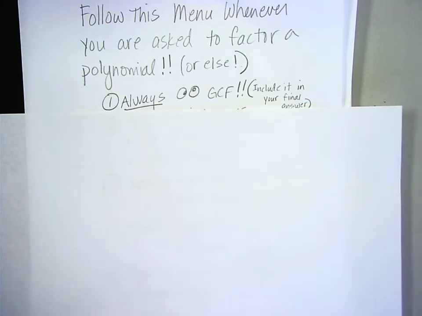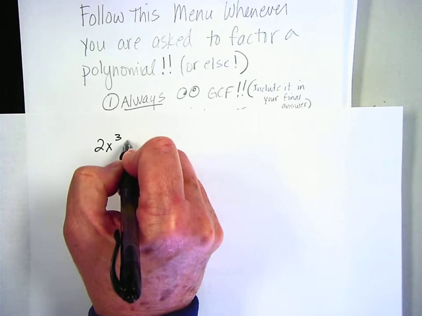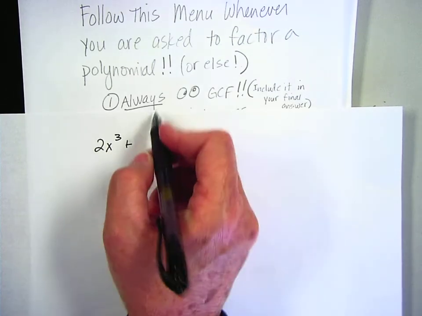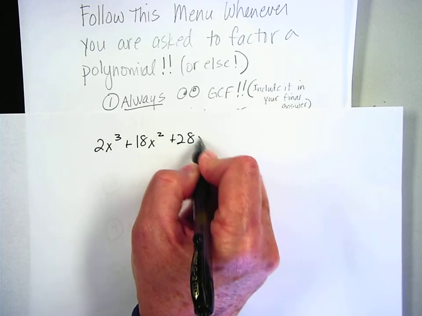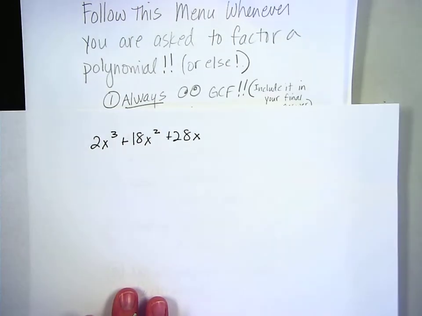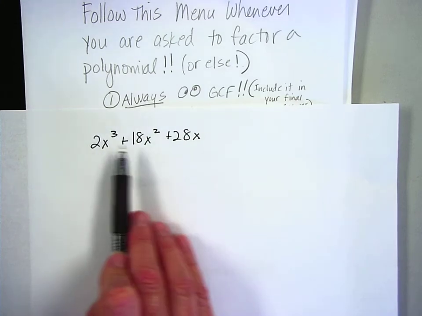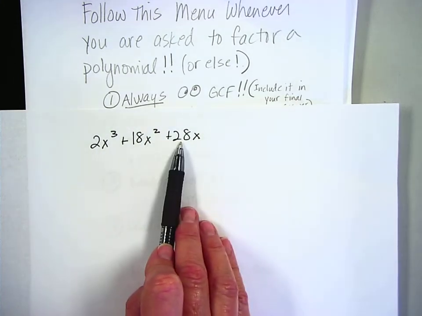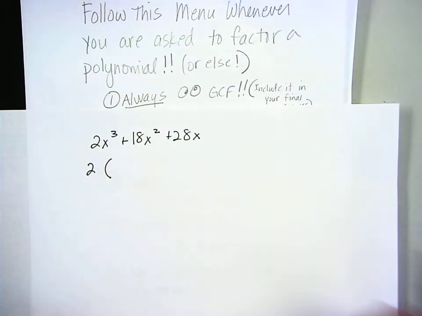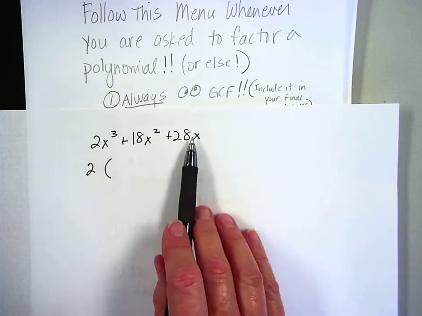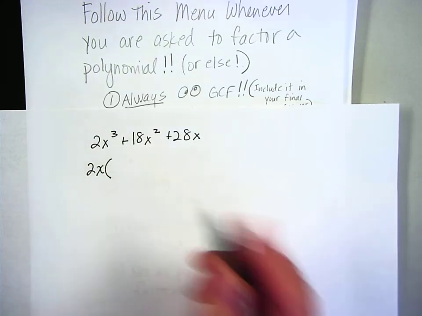If I have 2x to the third plus 18x squared plus 28x, and I'm looking for a GCF, I know that 2 is a factor of 2, 18, and 28. So I know I can pull a 2 out of all three of these. Is there anything else that these three terms have in common? Well, they all have at least one x, so I can also pull out an x.